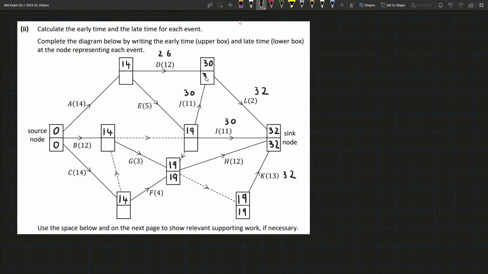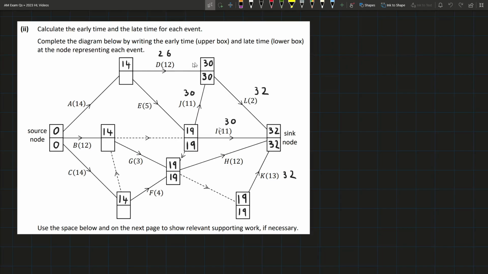For this top one, it's going to be 30, because there's only one edge going into it, and that's 2. 32 minus 2 is 30. Then we have this box here, so our options are 19 coming from here, 32 minus 11 is 21 coming from here, or we have 19 coming from here. So we have to choose the smallest one, so that's going to be 19.